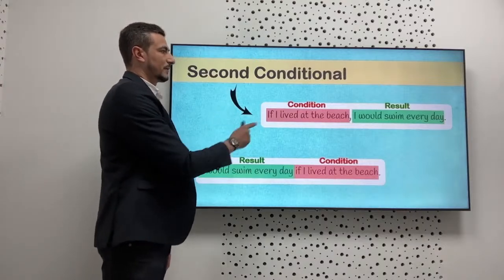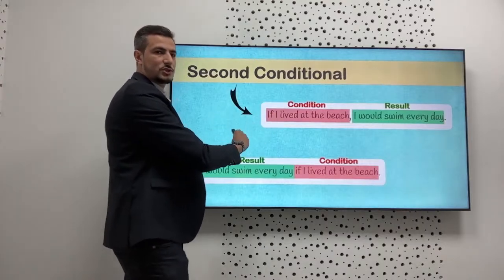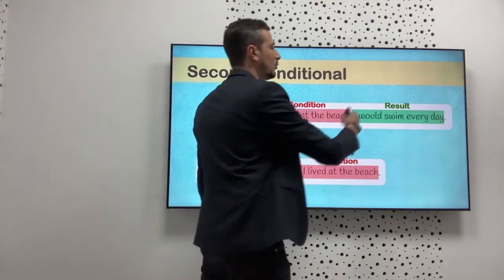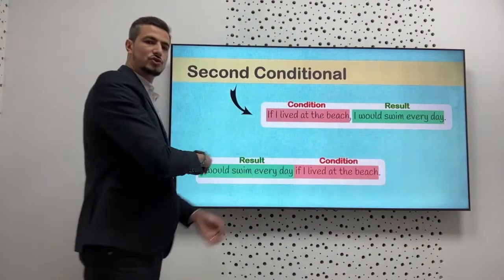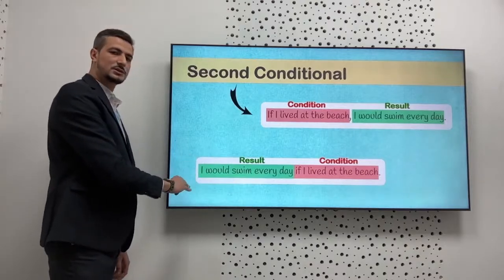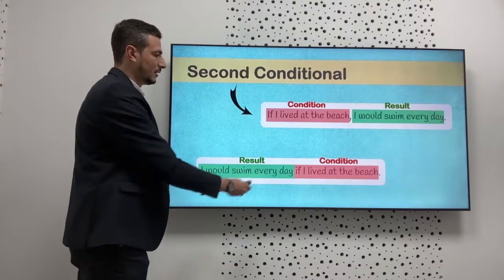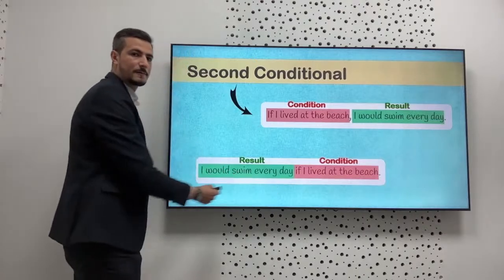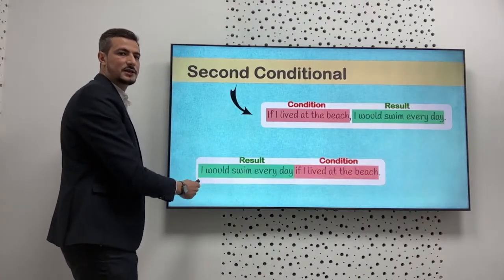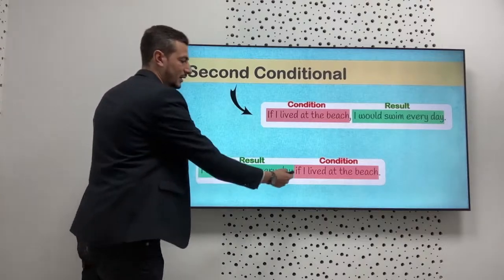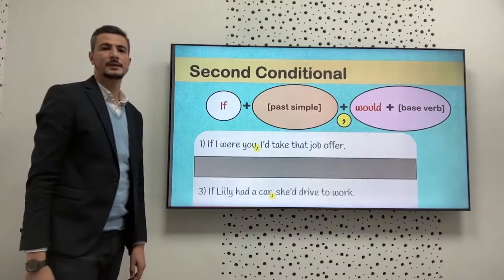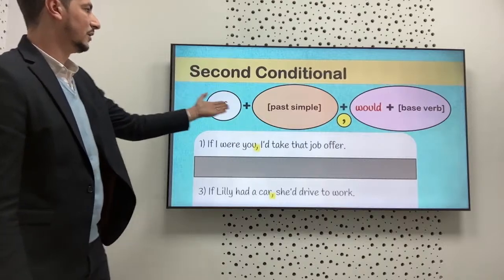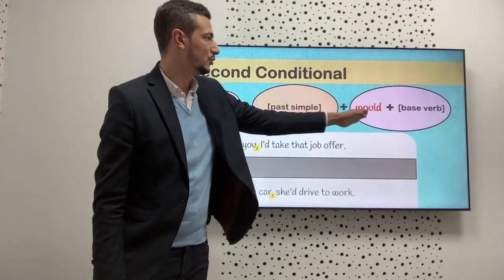The second conditional is two clauses. The first one is a condition and the second one is a result. If I lived at the beach is the condition, the result is I would swim every day. We can also change the order and start by the result, saying I would swim every day if I lived at the beach. Just one remark, there is no comma in between. If I start by the result, I don't put a comma in here. The second conditional, as you see, is if of the condition plus past simple plus comma plus would plus a base verb.